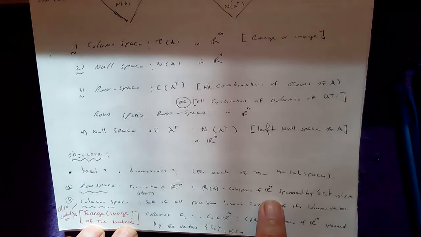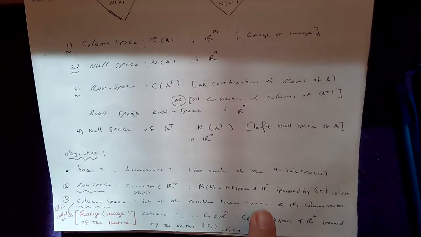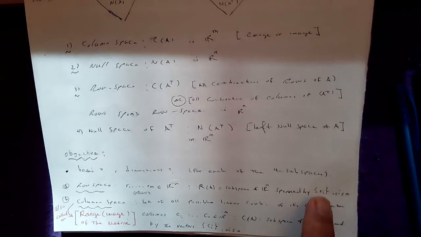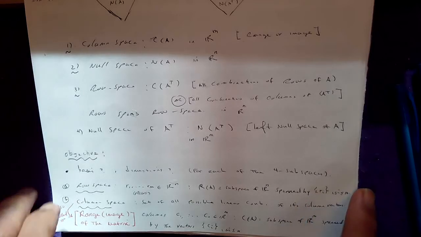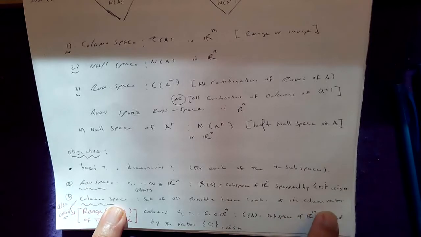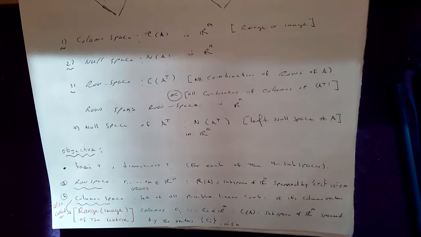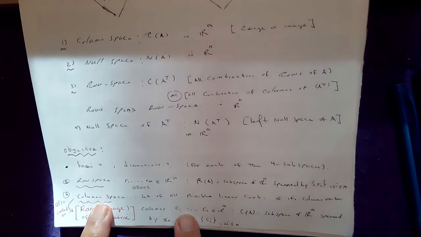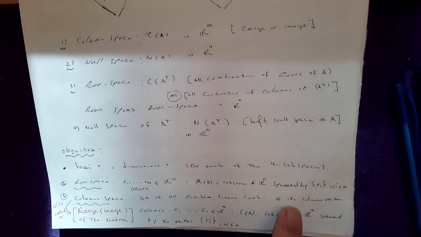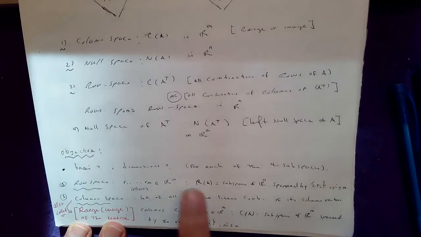Row space is a subspace of Rn, which is the spanning set of all linear combinations of the rows of A. Column space is the set of all possible linear combinations of the column vectors of A. So row space is all possible linear combinations of the rows of A, and column space is the set of all possible linear combinations of the columns of matrix A.